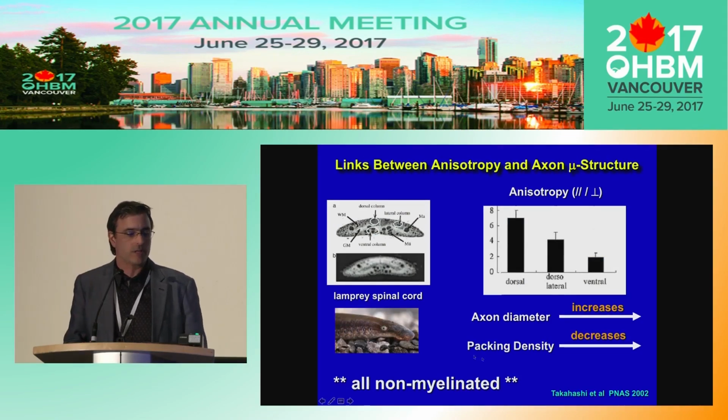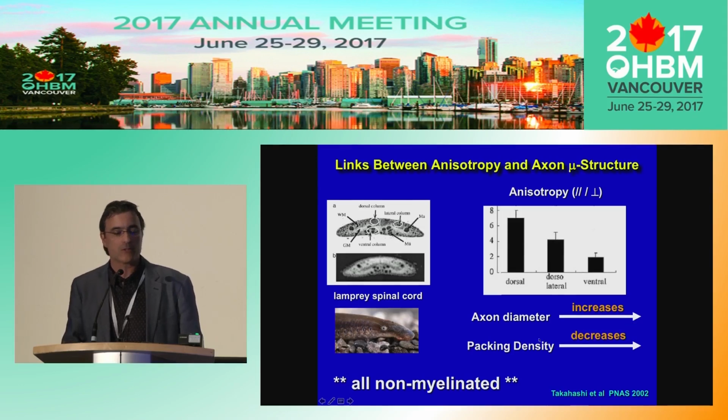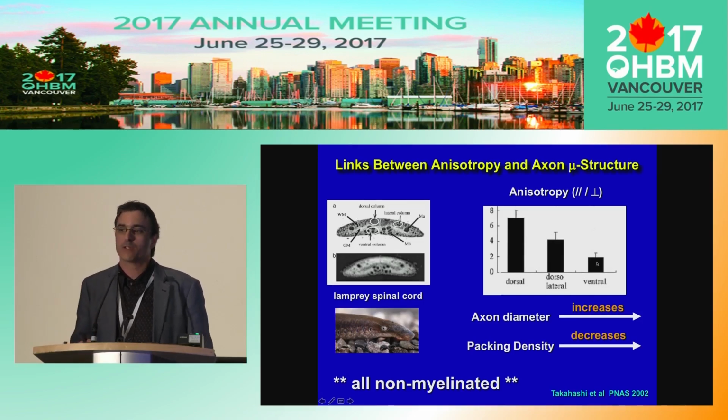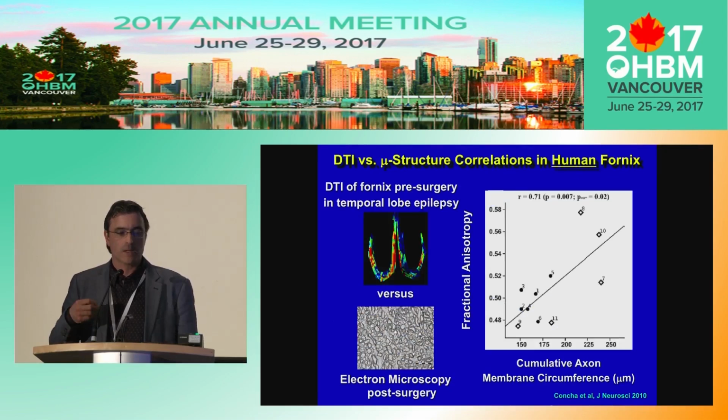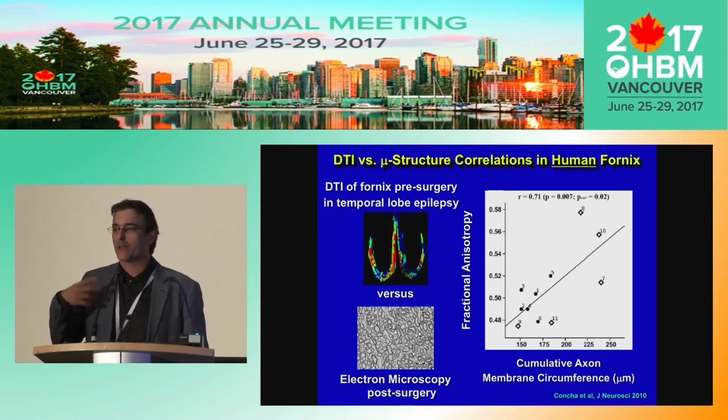All right, so others have, and in that same lamprey spinal cord paper, they looked at different parts of the spinal cord that had different degrees of axon diameter and different packing density. And what they showed was as the axon diameter increased or the packing density decreased, the degree of anisotropy went down. And these were all in non-myelinated regions of the spinal cord, again confirming that the axon density and the membrane density was really the key to creating this anisotropy. All right, so that's all fish and lamprey and so forth.